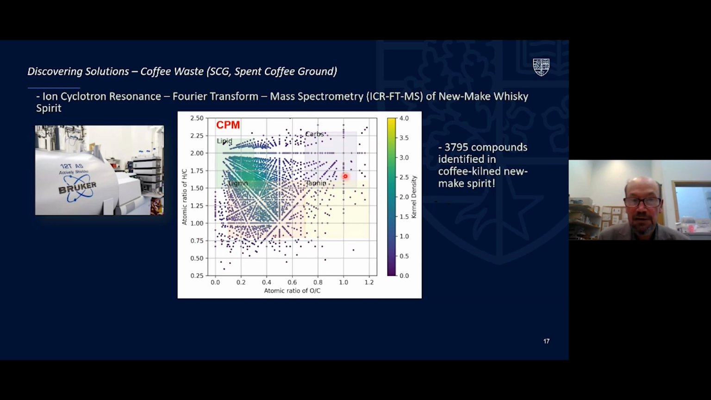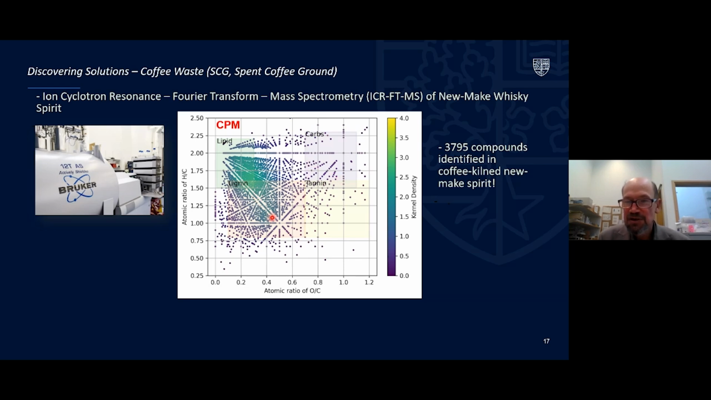You'll see that this is what we call a Van Krevelen plot, and it's a rather unusual way of displaying data. Because we get so much data from ICR-FTMS, we can't plot it in the way that we plot normal spectra, the ones that we've seen already. We have to bundle the data together. So we use ratios of hydrogen versus carbon against oxygen versus carbon, and we get almost a kind of imaging map, which is the Van Krevelen plot. Each of the dots here represents a specific chemical species.